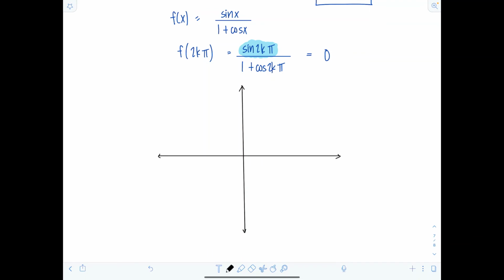Here we go. So x-axis, y-axis. We've got asymptotes, every odd multiple of pi. So here's 1 pi. All right, this is 2 pi. This is 3 pi. This is negative pi, negative 2 pi, negative 3 pi. So asymptotes are at all of the odd multiples of pi. Bam.